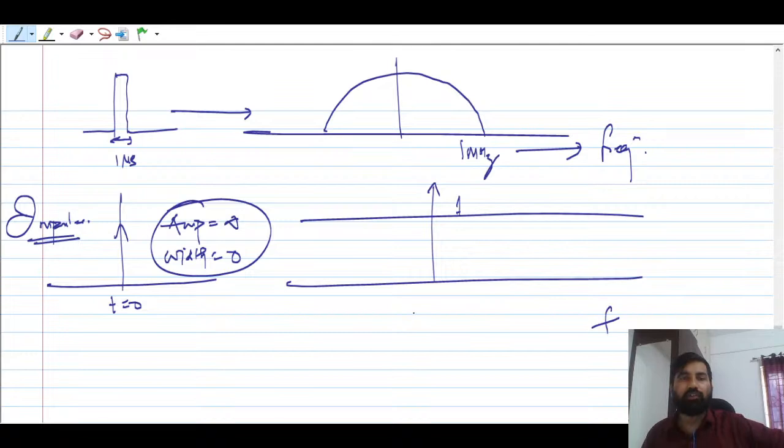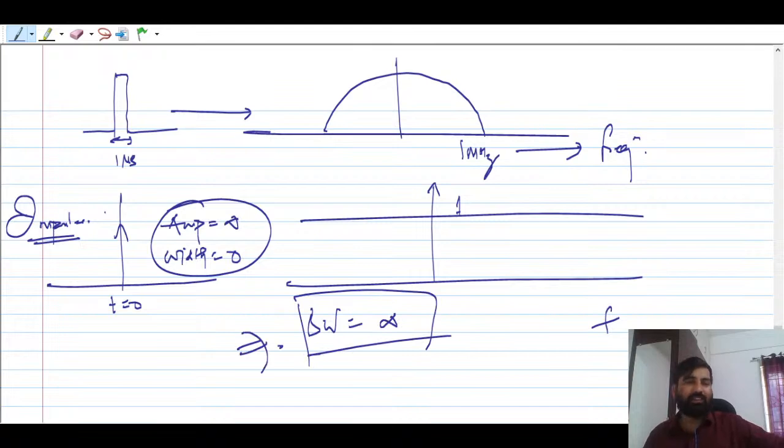So what is the bandwidth here? Bandwidth is going to be infinite in this case. And this signal cannot be generated in the lab, as everybody knows. Impulse is an approximated one. We can't generate it at t equal to 0 seconds; you have to remember, we can't generate infinite force. Okay, so I think this is clear for you, right?